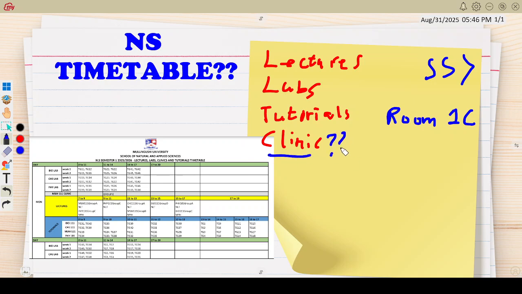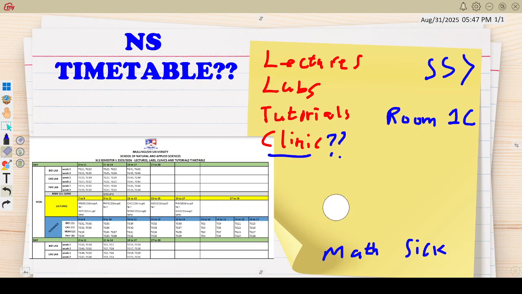Yeah, and then clinics. You're wondering, what are clinics? When do you go to the clinic? You go to the clinic when you are sick. So at Mulungushi, we have what are called math clinics. So if you are sick in math, you go to a math clinic.